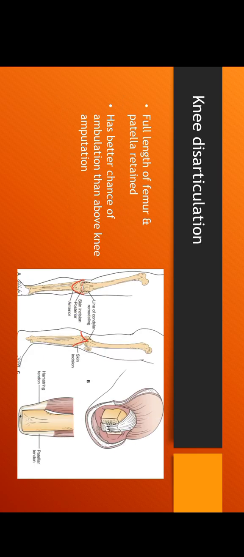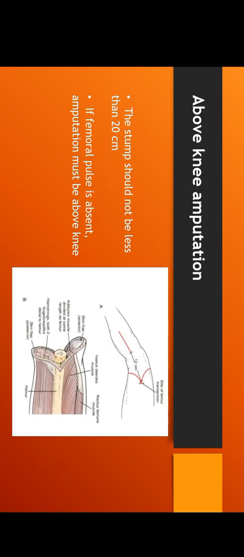Knee disarticulation, here the full length of the femur and patella is retained, has better chance of ambulation than an above knee amputation. Above knee amputation, the stump should not be less than 20 cm. If the femoral pulse is absent, the amputation should be treated with an above knee amputation.